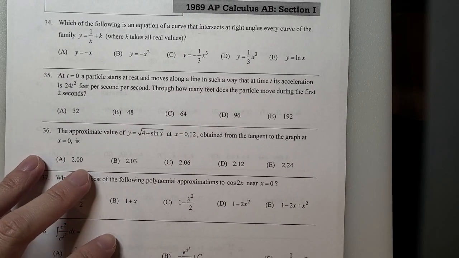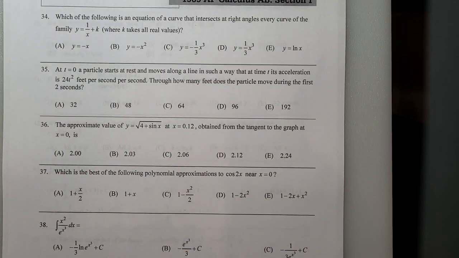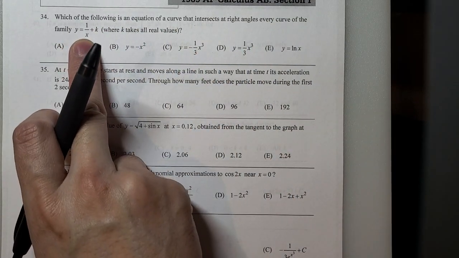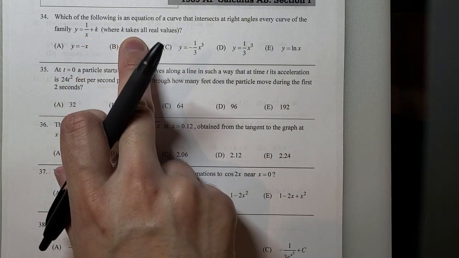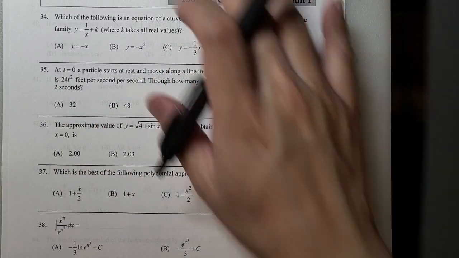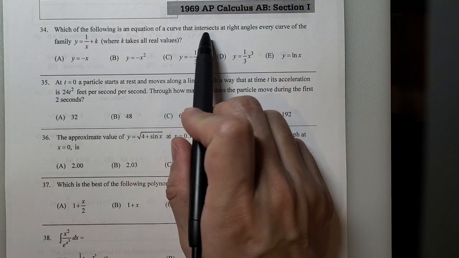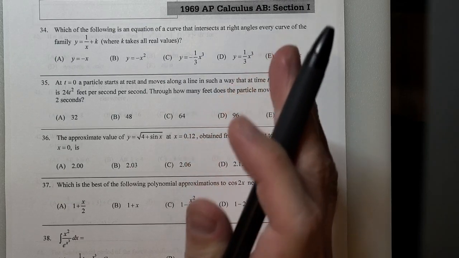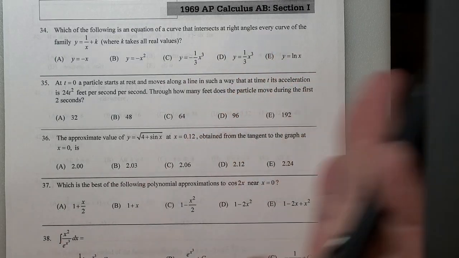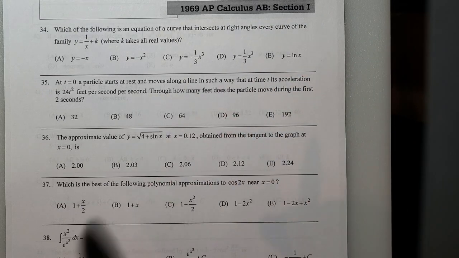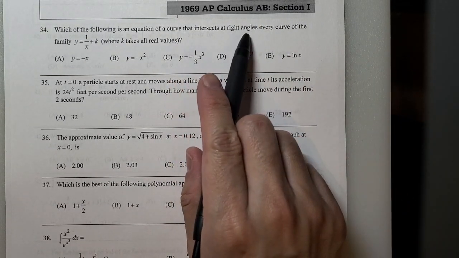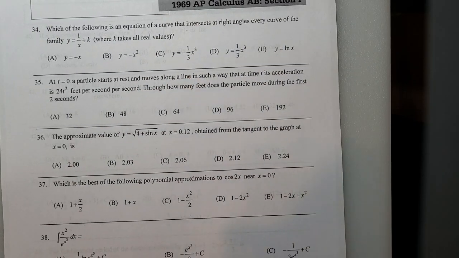Which of the following is an equation of a curve that intersects at right angles every curve of the family y is 1 over x plus k, where k takes all real values? This is saying intersects at right angles. The tangent line touches the curve only at one point. When it intersects at right angles, that's perpendicular to the tangent line.